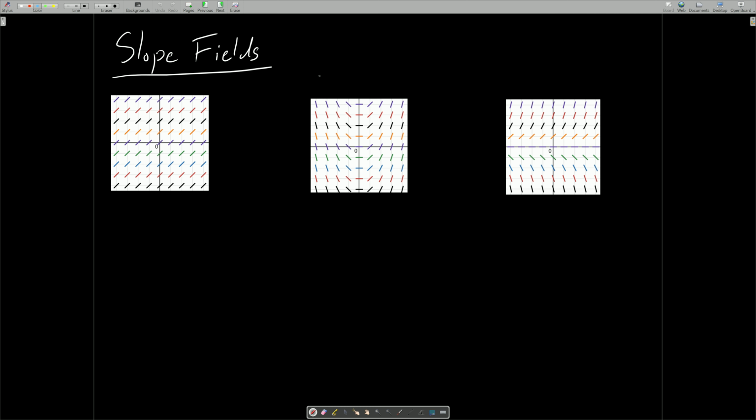Slope fields are used to graphically model differential equations. Sometimes you may have differential equations that you can't solve using separation of variables, like we were just doing. So it may help to use a slope field instead. This right here is a slope field, dy over dx equals 1. Every single slope right here is 1. No matter what your x or y value is, it's always just going to be 1.